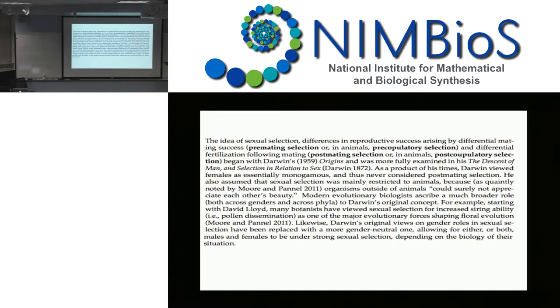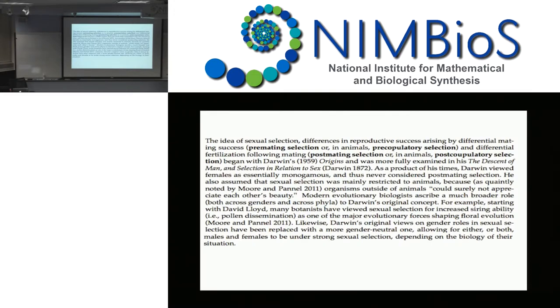Now, Darwin, it's fun to look at the cultural and historical aspects in the whole sexual selection literature. Darwin considered females essentially monogamous, and because of that, he never considered post-copulatory selection. So, for example, sperm competition is an example of that. We'll see examples of this in a second.